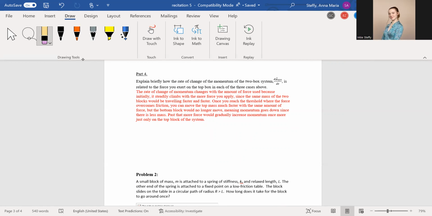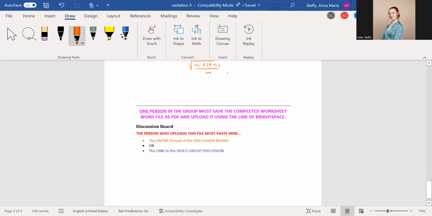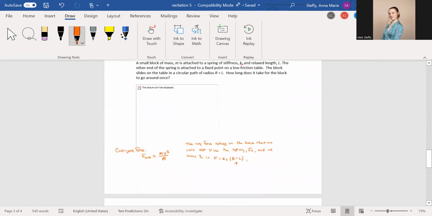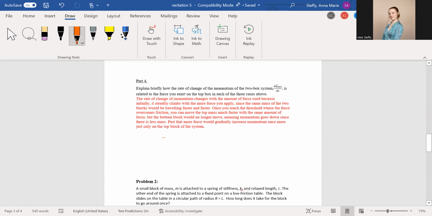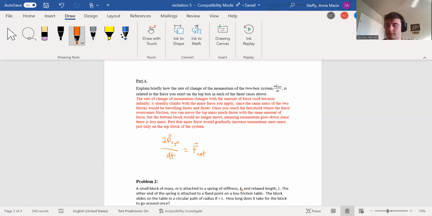Because I have that in my notes. Oh, we haven't even gotten to that part yet. Over dt. And we're only applying a force. I mean, yeah, I guess so. Same mass of the two blocks will be traveling faster and faster. Top mass much faster at the same amount. Okay.